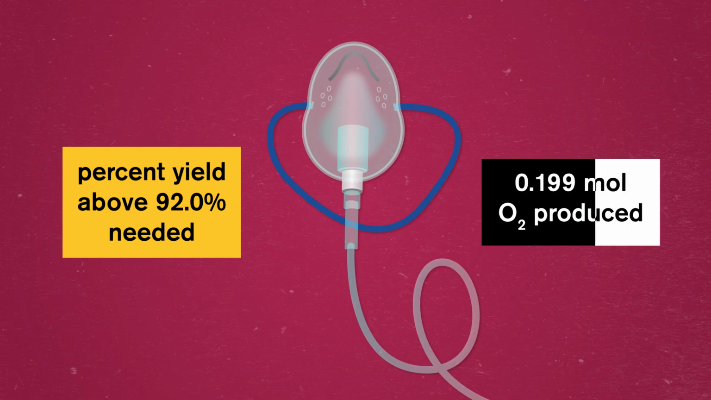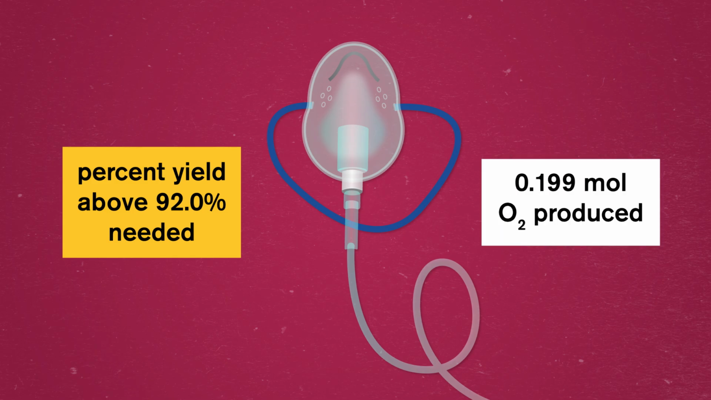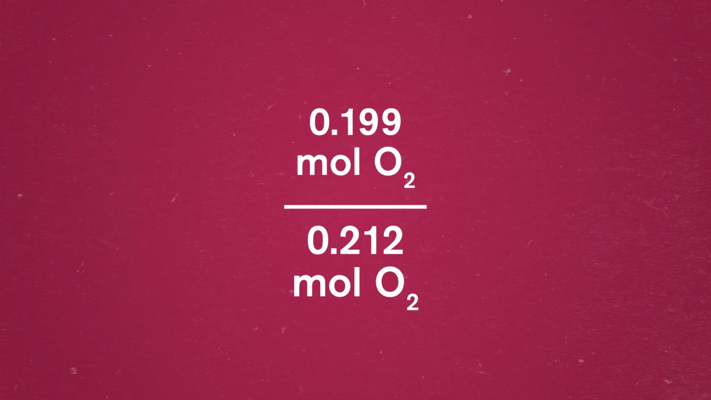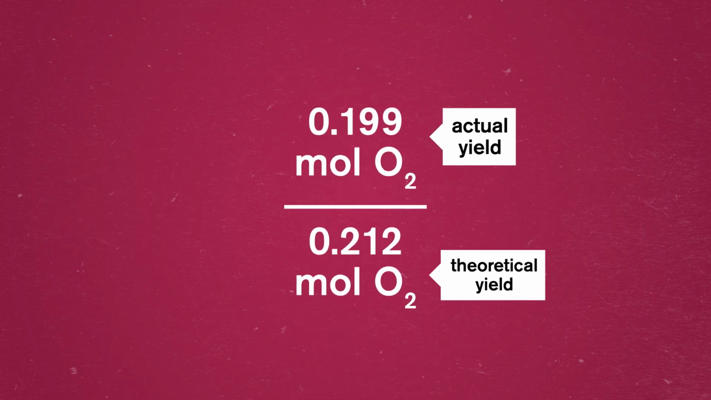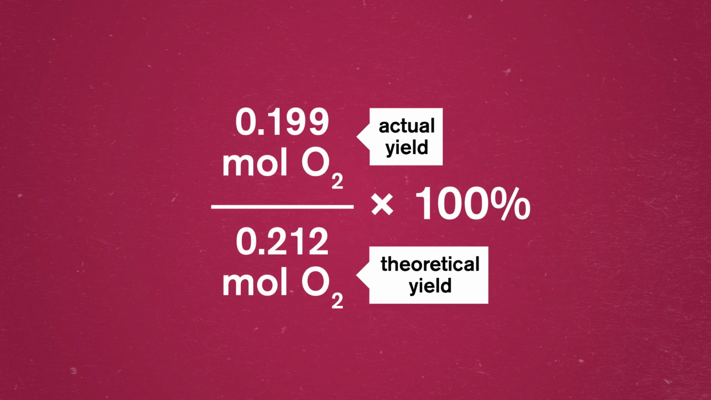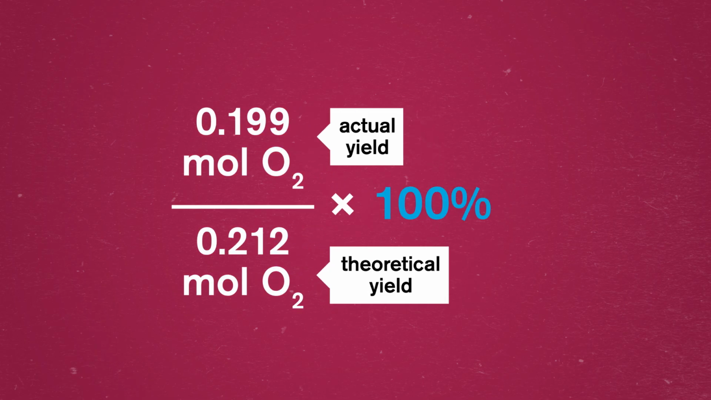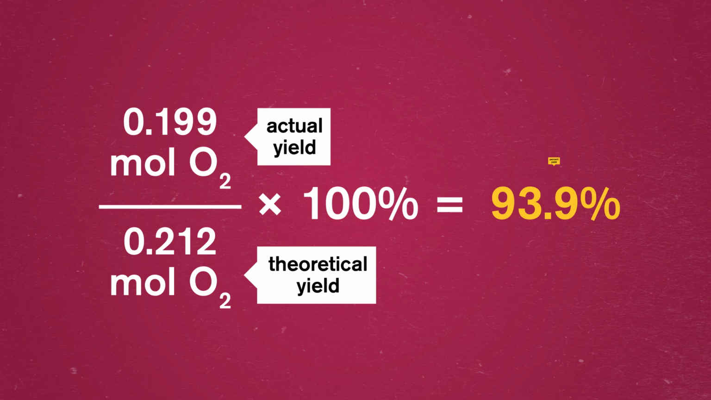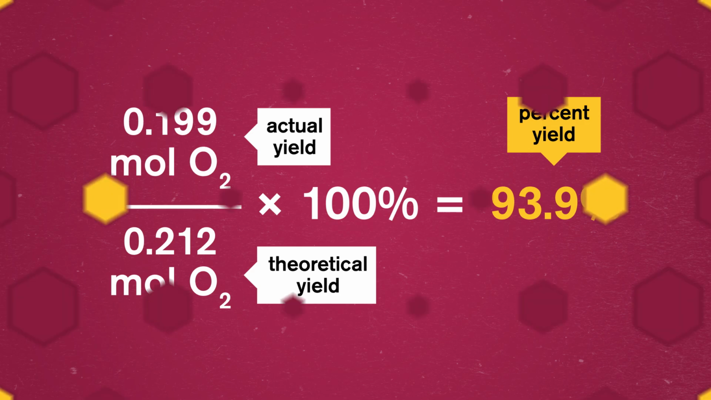If our readings show we're producing 0.199 moles of O2, let's calculate our percent yield. If we remember the equation we talked about a couple minutes ago, all we need to do is divide our actual yield by theoretical yield and multiply it by 100%. In other words, 0.199 moles of oxygen over 0.212 moles of oxygen times 100%, we get 93.9% yield as our result. And since that's above the hospital standard, the mask is producing enough oxygen for what we need.